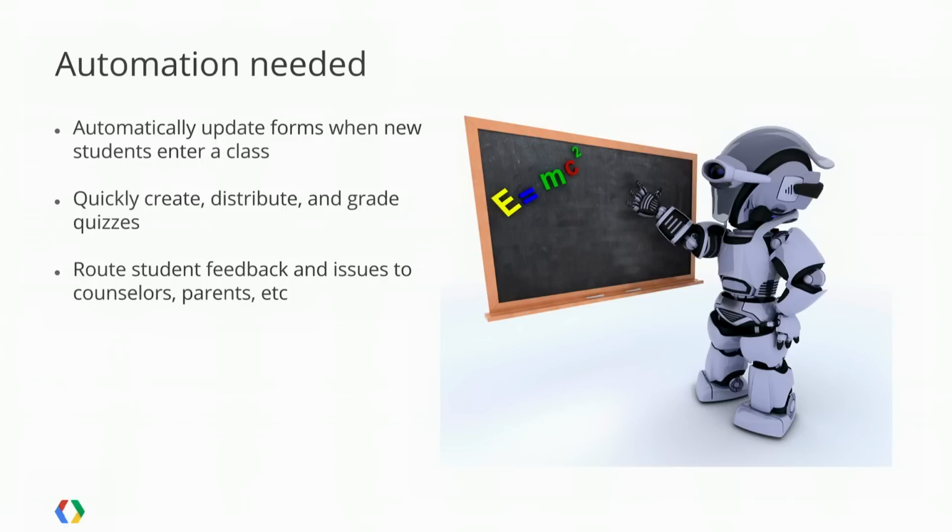But it's all manual. If a student joins the class halfway through the year and they add it to their roster spreadsheet, it's not in all of their forms. And it's hard. Teachers don't have infinite time, and their resources are already stretched, and they really need more automation. They want to be able to quickly create quizzes. They want to send feedback forms to parents to find out what they can do better. There's just a whole slew of things that they need to do. And luckily, Google has had a solution for automating things with Google Apps for years. And that's Google Apps Script.